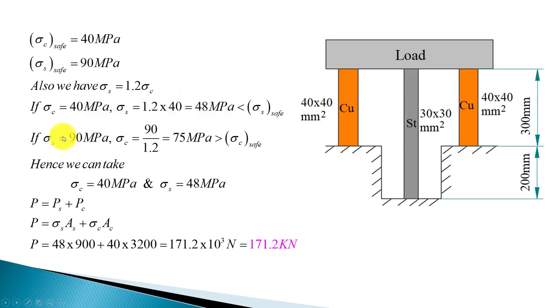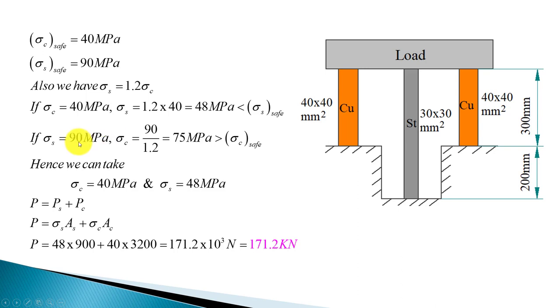On the other hand, if you allow the stress in steel to go to 90 megapascal, which is permitted for steel because safe value of stress for steel is 90 megapascal, corresponding stress in copper will be 90 by 1.2. As per this relation, 90 divided by 1.2, you will get stress in copper as 75 megapascal, which is more than the safe value of stress for copper, which is 40 megapascal. So 75 is greater than 40, so you cannot allow the stress in copper to go to 75 megapascal.